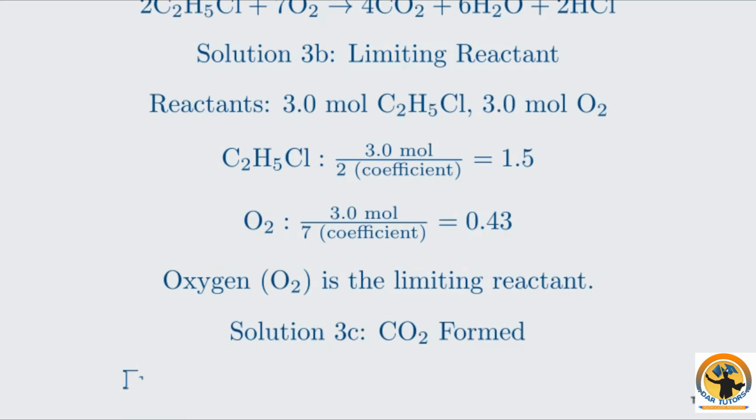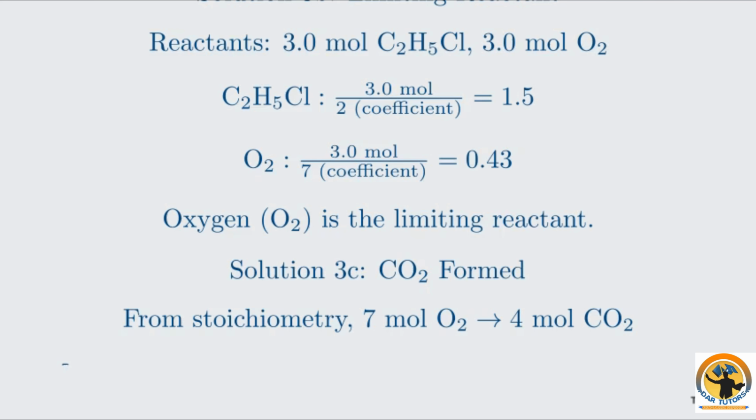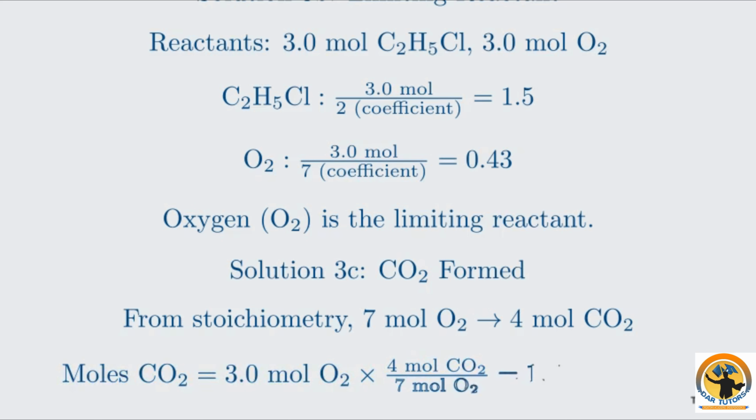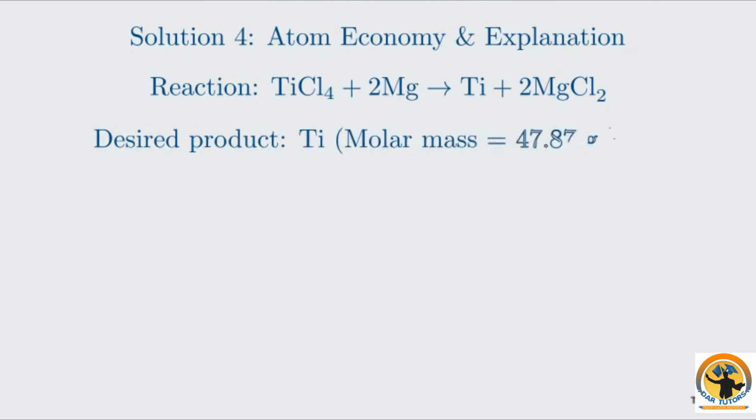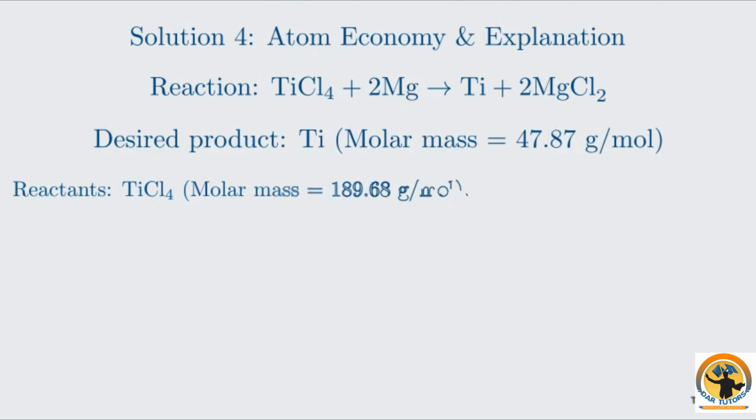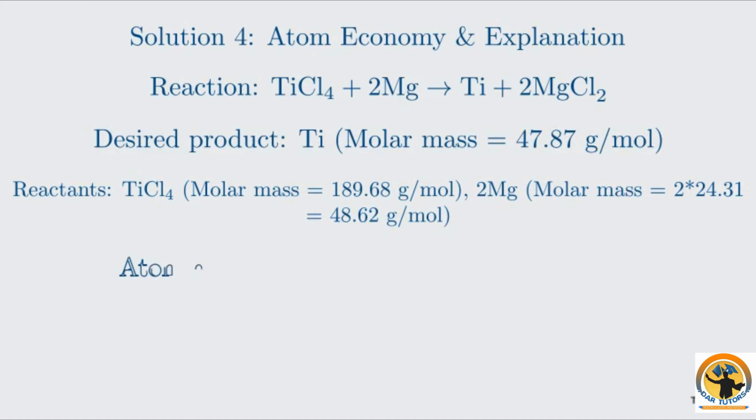From the balanced equation, 7 moles of oxygen produce 4 moles of carbon dioxide. So 3.0 moles of our limiting reactant, oxygen, will produce 3.0 moles times 4/7, which is 1.7 moles of carbon dioxide. For question 4, the atom economy for titanium is its molar mass divided by the molar mass of titanium phosphide chloride plus 2 times the molar mass of magnesium, multiplied by 100%. This calculates to 25.1%.